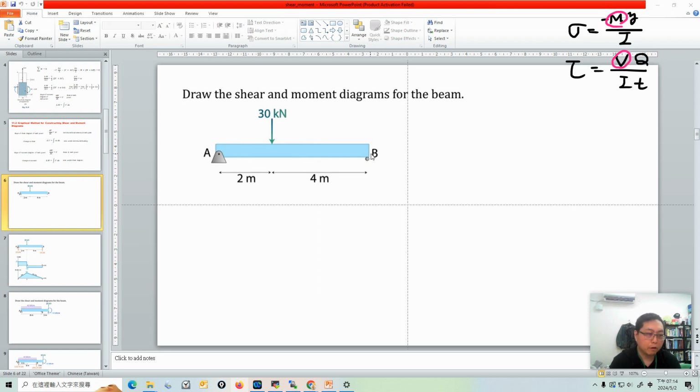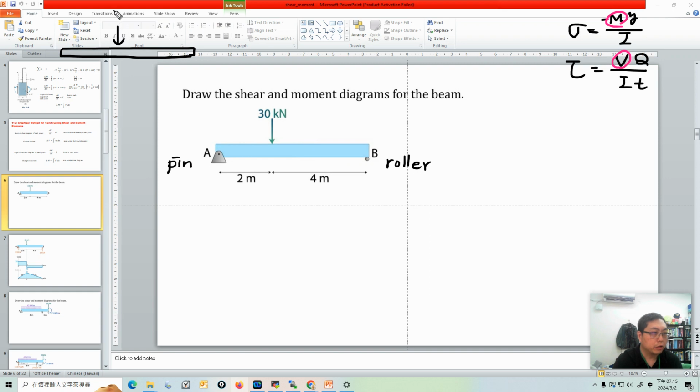This is a beam. A is a pin support, and B is a roller support. Do you remember these supports? I think in the first half of the semester we introduced them. A support has a reaction force and possibly a reaction moment, right? The pin support only has reaction forces. So let's draw a free body diagram of this beam.